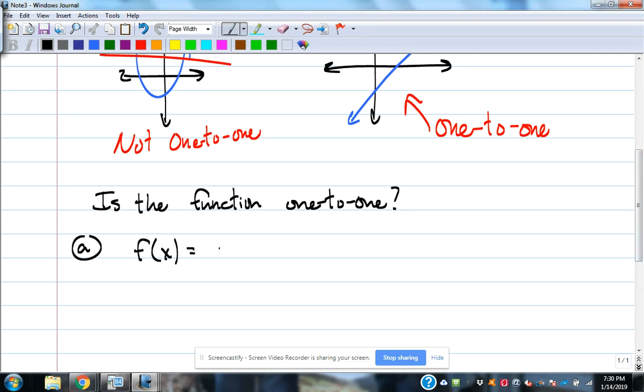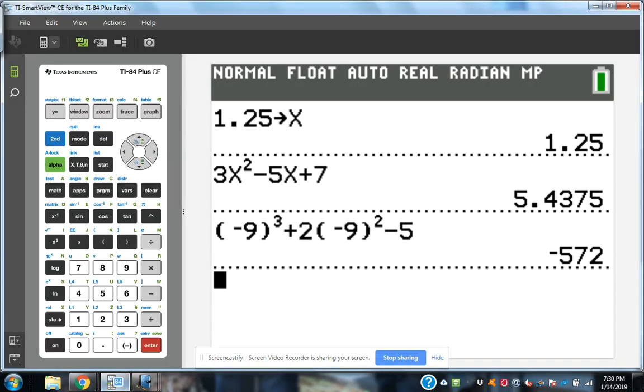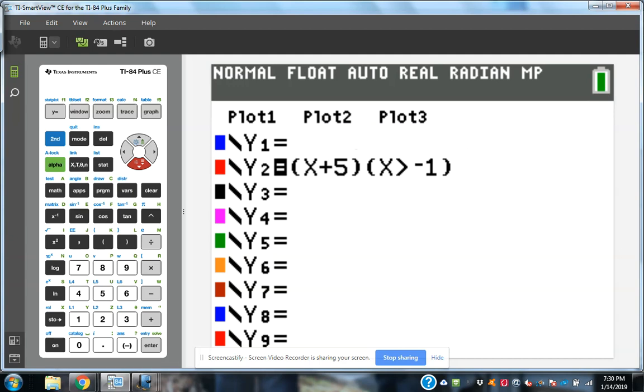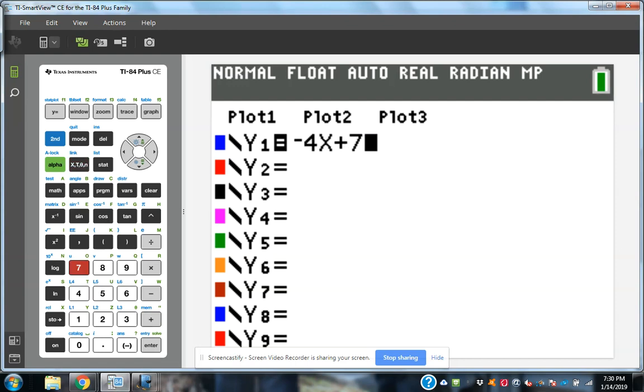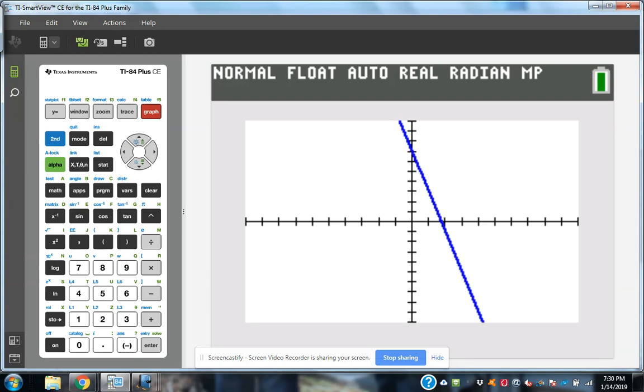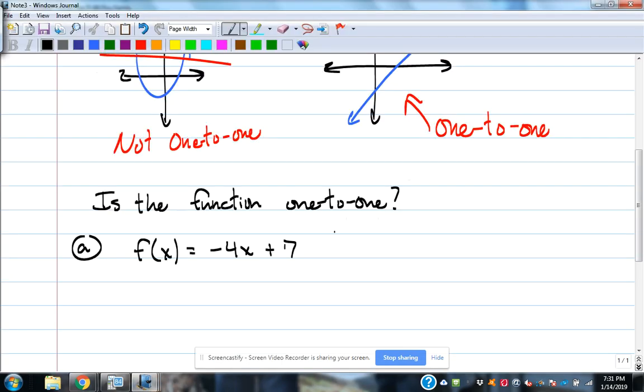So here's our function. f of x is negative 4x plus 7. So I would go to my graphing calculator. I would press the y equals button. I would delete anything else I had in there. And I would type in that function, negative 4x plus 7. And then I would hit graph. And I would test my vertical line test, and I would test my horizontal line test. Does this one pass? Yes. Both of those. So it is one-to-one. Passes the vertical line test and the horizontal line test.